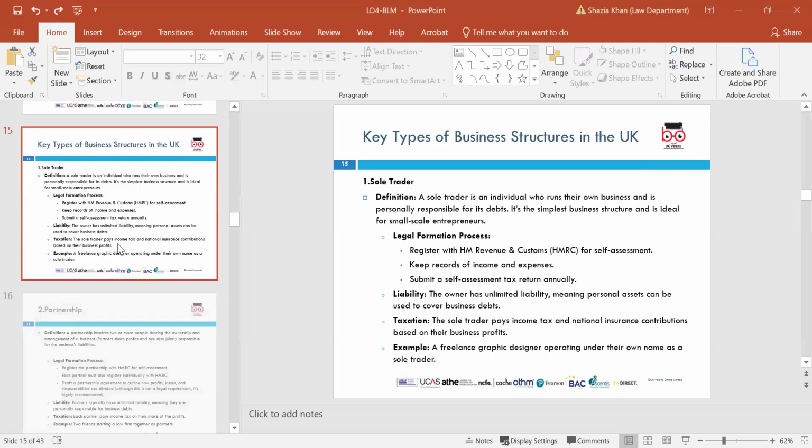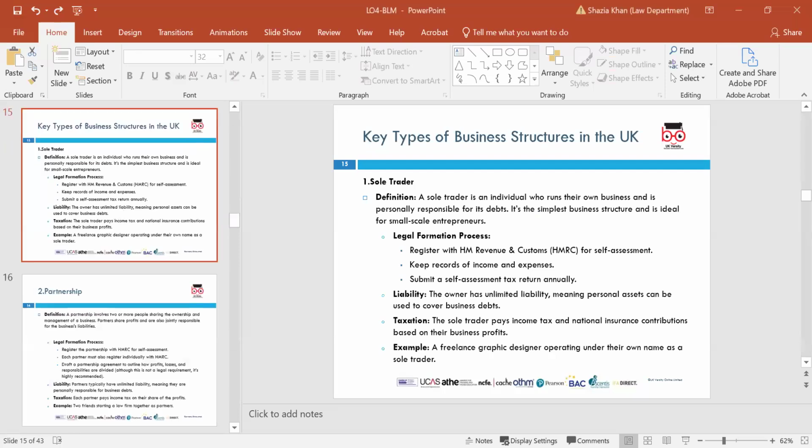The first one we're going to look at, the most common one, is the sole trader. A sole trader, also known as a sole proprietor or sole proprietorship, is an unincorporated business structure and one of the simplest ways to start a business. In a sole proprietorship, one individual runs and owns the entire company.